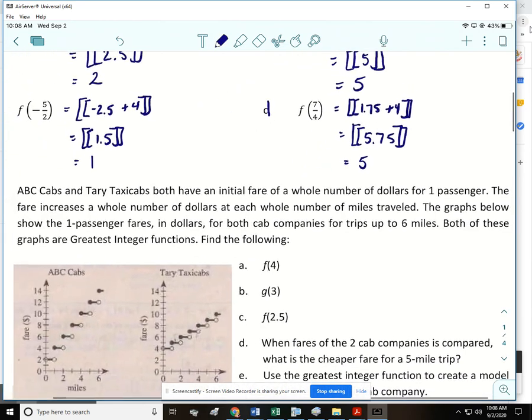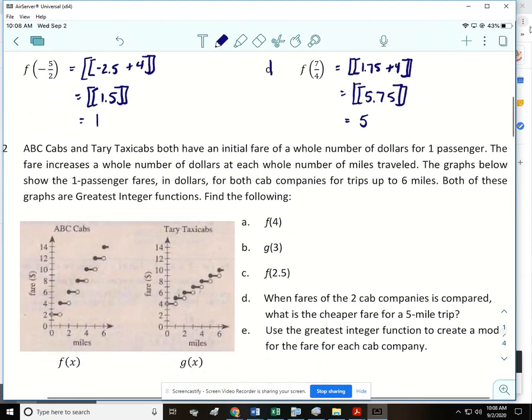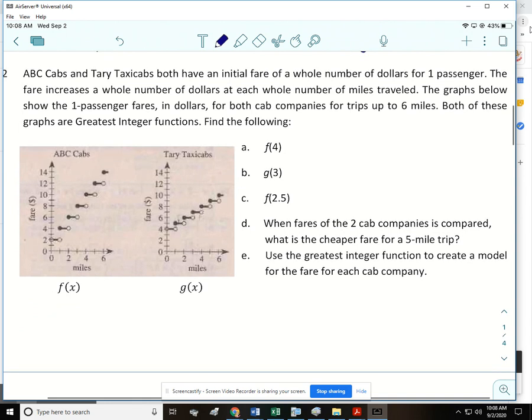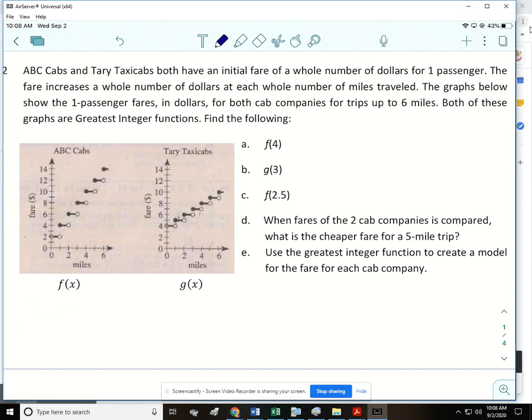All right, I teach ACT prep this year, and we were working through a practice book, and this question was on here. It was not this whole question, just the D part of this question, but I thought it would be a good one to do with you all, just to show you how they might ask a greatest integer question on the ACT. So we have two taxi cab companies.